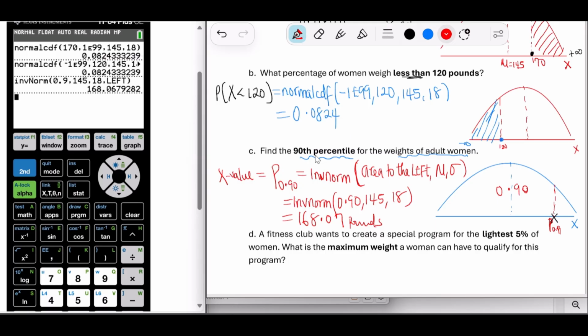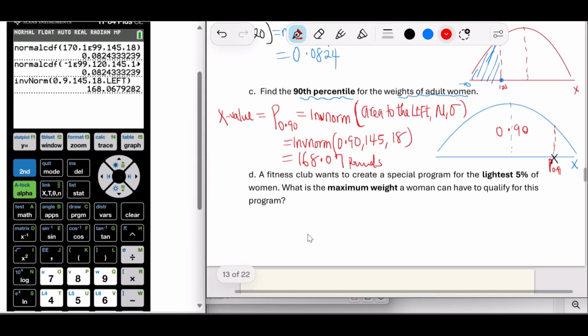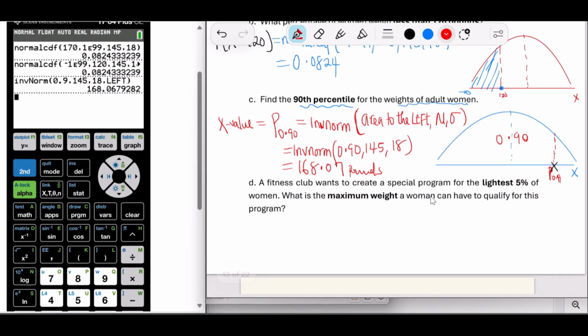168.07. So here, if you look at part B, it says a fitness club wants to create a special program for the lightest 5% of the women. What is the maximum weight a woman can have to qualify for this program? If you look at this question carefully, it's saying the lightest 5%. That means the remaining 95% are not needed. So for the lightest 5% of the population of women, what is the maximum weight? I want you to use the same approach. In this case also, we are using the inverse norm.